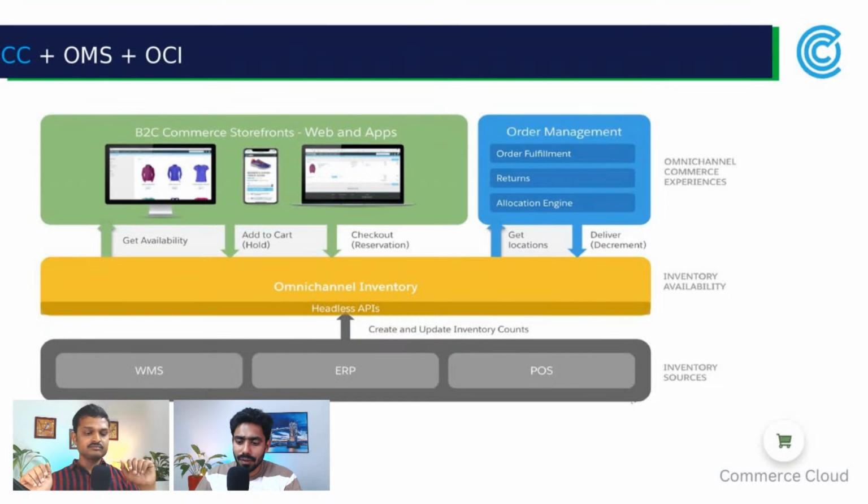Even when the order gets placed, the order management system is decrementing the item from the omnichannel inventory after fulfilling it. And what about the warehouse? Will that be reduced in the warehouse also? Obviously, yes. Omnichannel is like a bus between all these things.